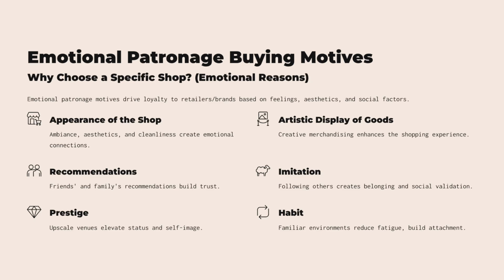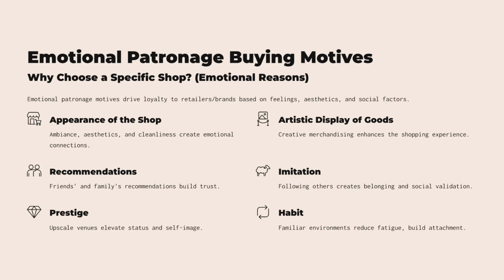Emotional patronage motives occur when a buyer chooses a shop without deep reasoning. This includes the appearance of the shop. People like attractive environments. Display of goods plays a crucial role, and artistic display attracts customers. Next, recommendation of others is also very powerful. We trust friends and relatives when they suggest a shop.